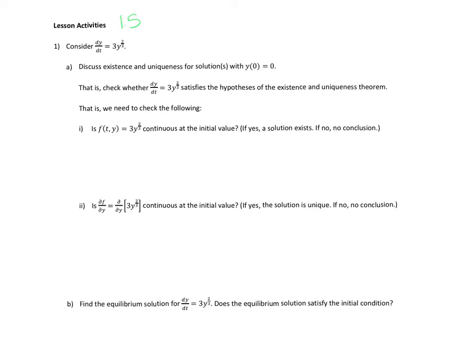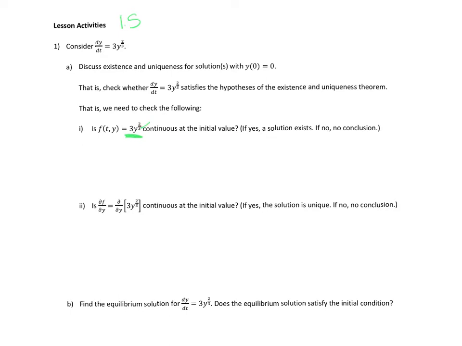We have to check: is f(t,y), that's the right-hand side of the differential equation, 3y^(2/3), continuous at the initial value? If yes, a solution exists, and if no, no conclusion. So f(t,y) equals 3y^(2/3). There's nothing about this function that would make it discontinuous, right? There's no negative under a square root. There's no 0 in a denominator. There's nothing in here that would make it discontinuous.